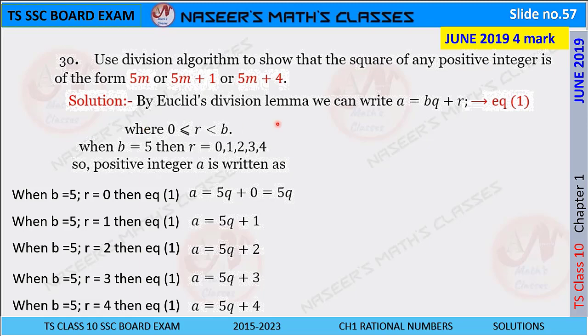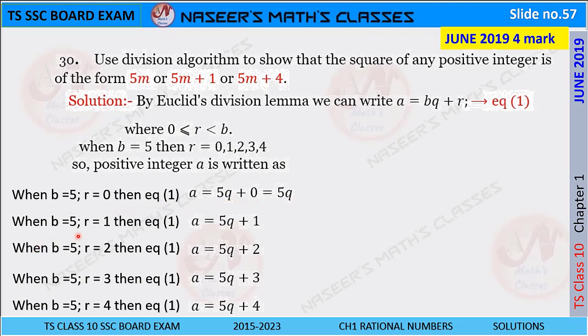By Euclid's division lemma, we can write a = bq + r. Let this be equation 1, and the condition is that 0 ≤ r < b, where b can be written as 5 from the given problem. Then we get r = 0, 1, 2, 3, 4, which is less than b. So positive integer a is written as, when b = 5 and r = 0, then equation 1 implies a = 5q + 0, that is 5q.